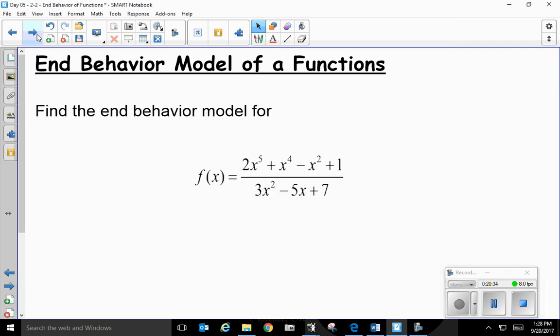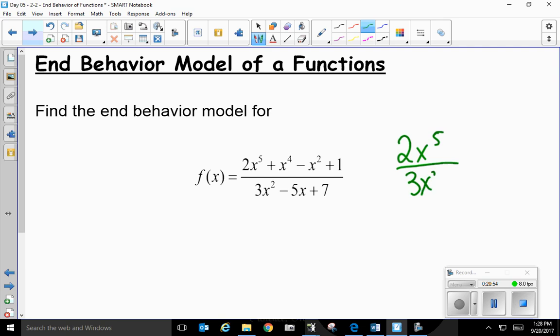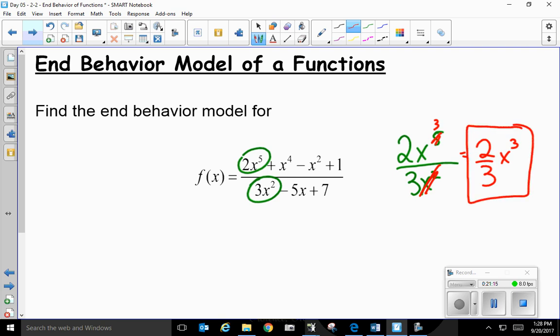All right? Here we go. Find the end behavior of this model. You should be able to tell this to me without really putting that much thought into it. What do I do first? Highest degree of the numerator, 2x to the fifth, over 3x squared. That's the highest degree in the denominator. Then I simplify that. What can I do here? Take x squared out. Take 2x's from here, 2x's from here. So that it's 2/3 x cubed. This is the end behavior model of my function f of x.